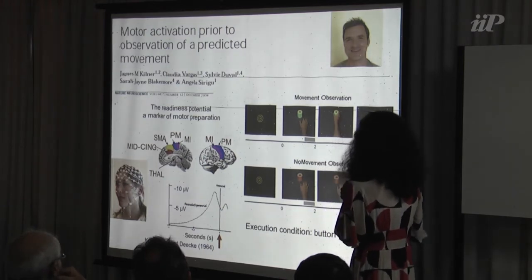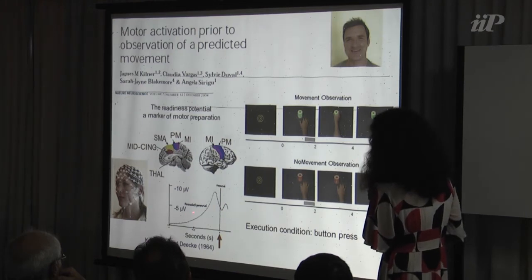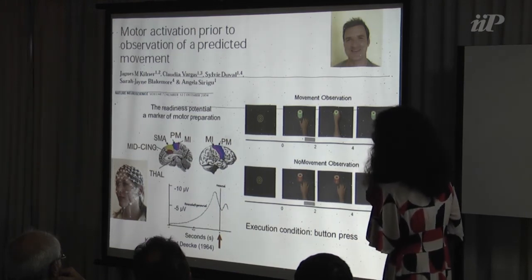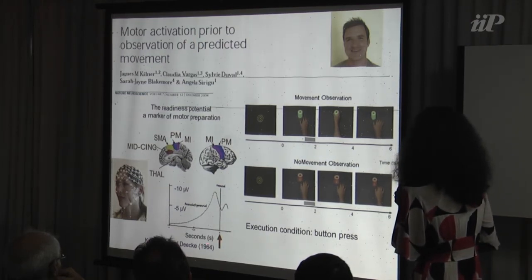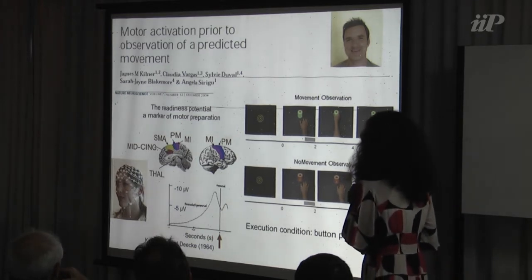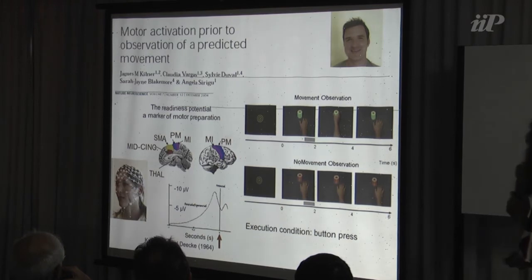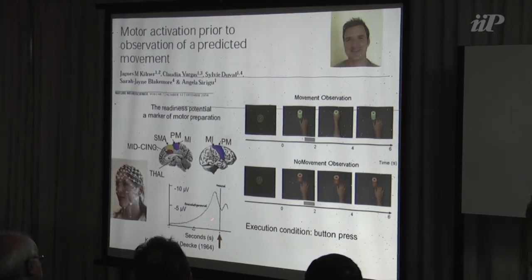Okay. And this was compared with an execution condition to draw for the subject what we call a readiness potential. So this is a marker of motor preparation that was described for the first time by Kornhuber and Deecke, and that corresponds to a slow negative wave that precedes the beginning of a movement. Okay. So our hypothesis was that in the movement observation condition, we expected to have a negative slope, a motor preparation sequence.